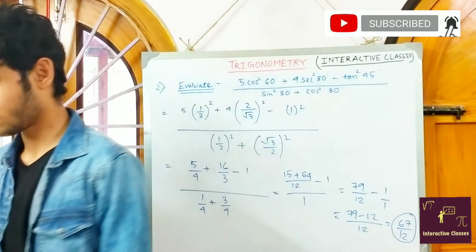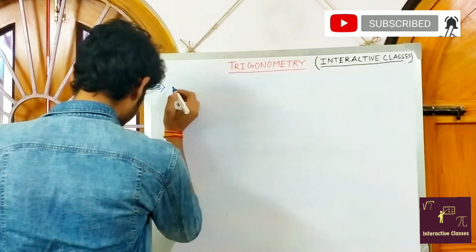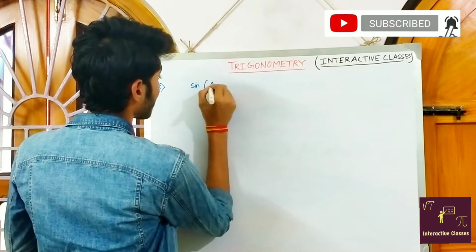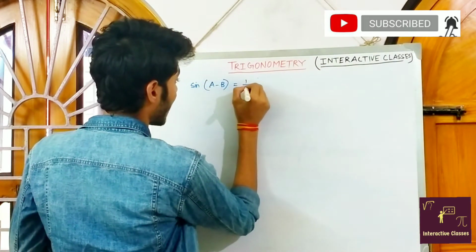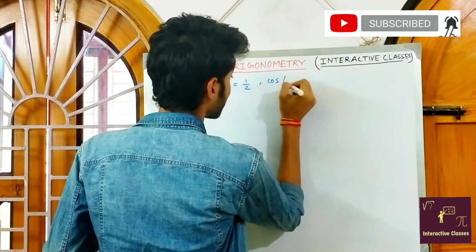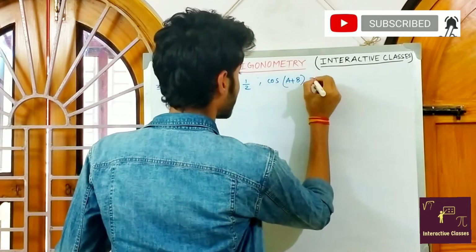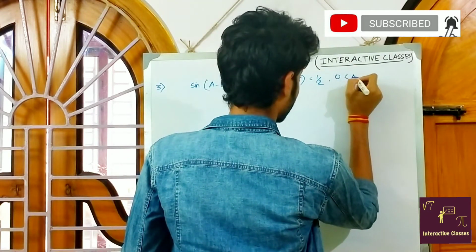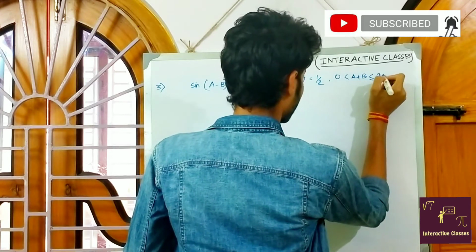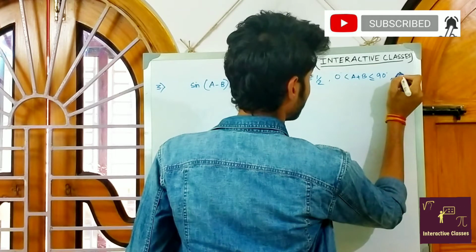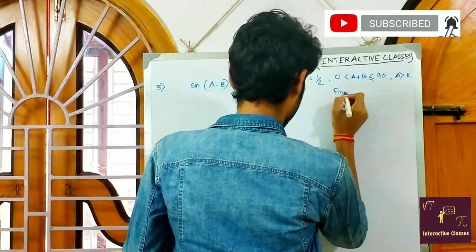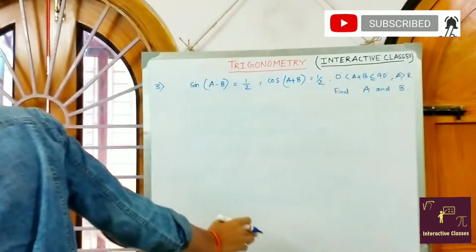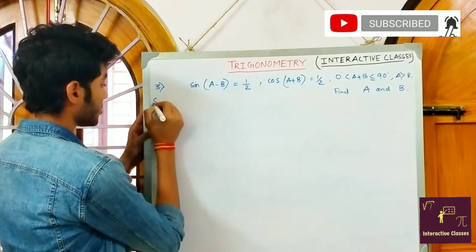Now let's put the next problem. It is given that sin a minus b equals to half, cos a plus b is half, and a greater than b. Find a and b. Solution.